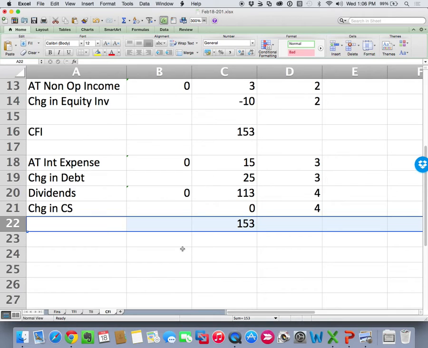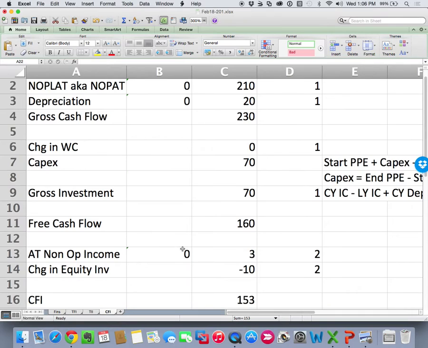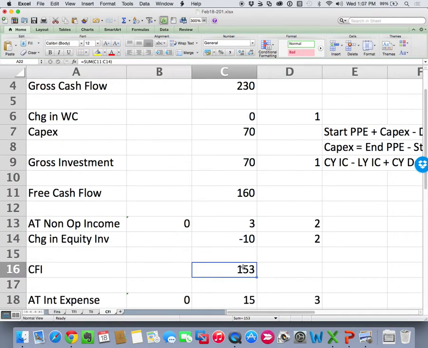Anyways, we now have a balancing CFI. So, what does the CFI really tell us about the business? Again, this business generated 153 of cash to pay out. 160 came from free cash flow, running its business. It then essentially net invested 7 in non-operating activities, primarily to fund the purchase of another joint venture or some other business it doesn't run.